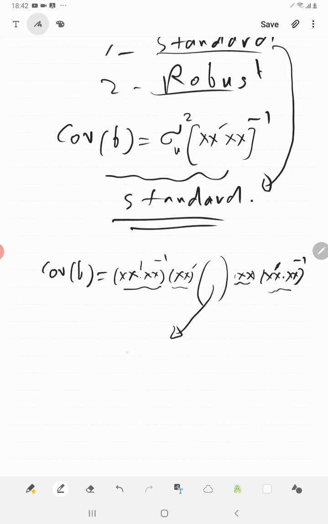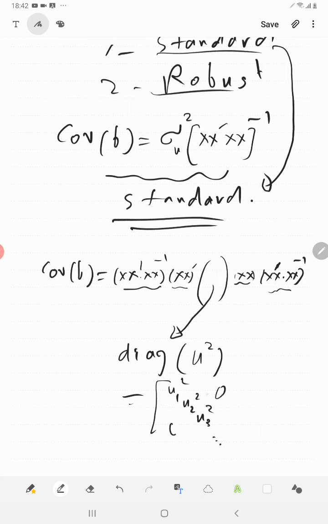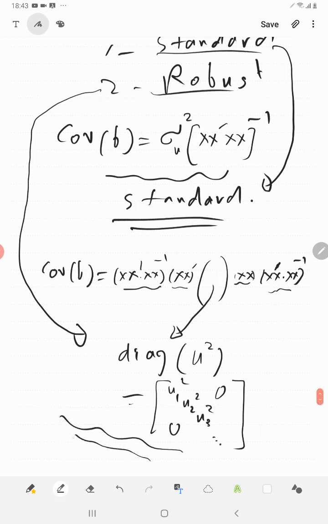What we take is the diagonal of U squared, which is U1 squared, U2 squared, U3 squared, and so on, diagonal only, okay? If we do it this way, we get robust statistics, okay? So there's a difference. There is a difference between standard and robust. Robust is more accurate, okay?